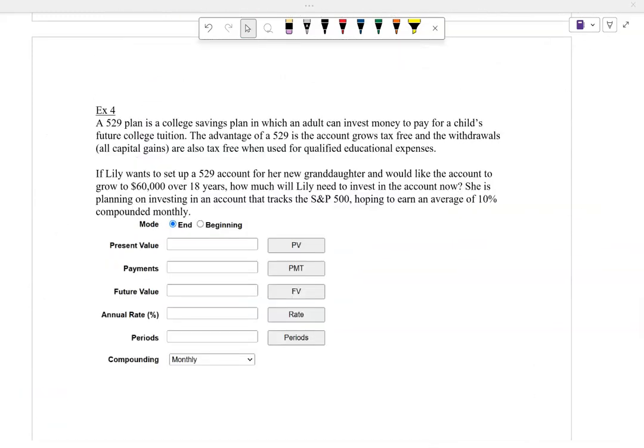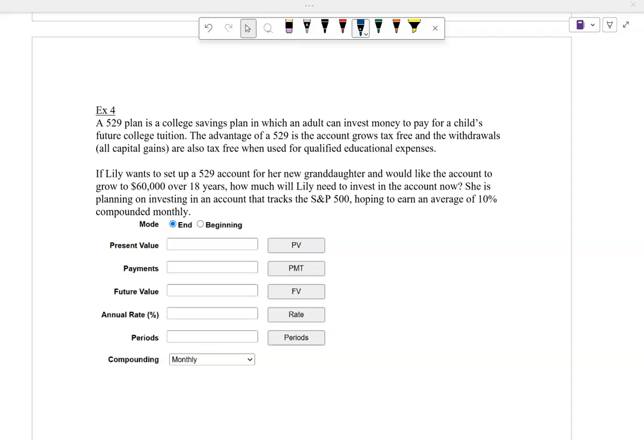All right, this time we've got a 529 plan. If you don't know anything about 529 plans, they grow tax-free. It's a way to save for like your child's education or family member or whatever, right? And then all the capital gains, in other words, all the interest, everything that you've earned in that account over that time is tax-free as well. So that's a big deal, right? Not having to pay taxes on it.